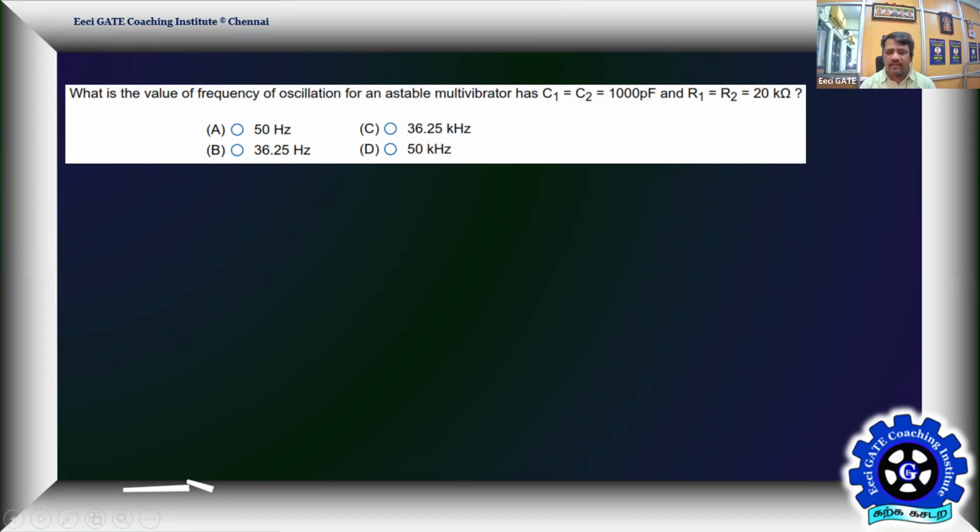So when we make an A-stable multivibrator, that is going to be a square function generator. It is in case of op-amp. In that case, we don't use 2 resistors and 2 capacitors. Okay, there we use only 1 capacitor and 3 resistors actually. So therefore, this is not matching with the op-amp based A-stable multivibrator.